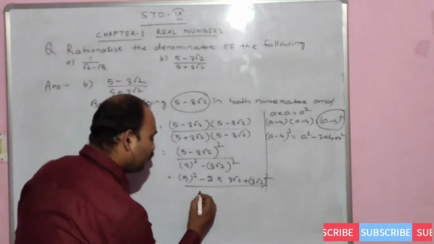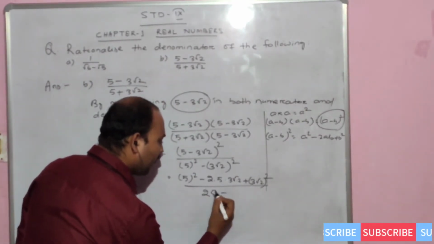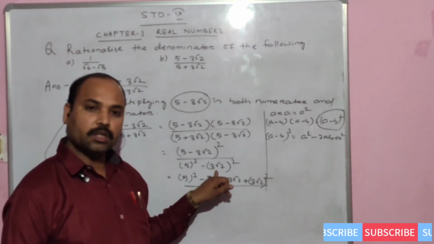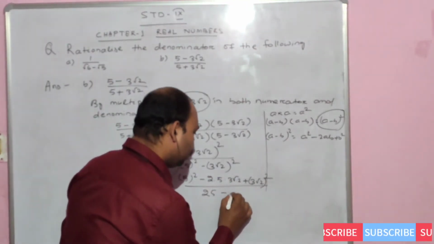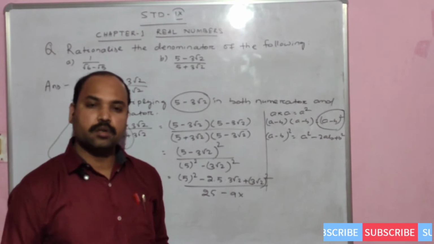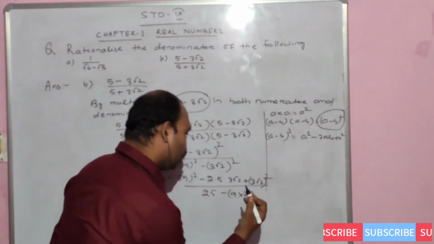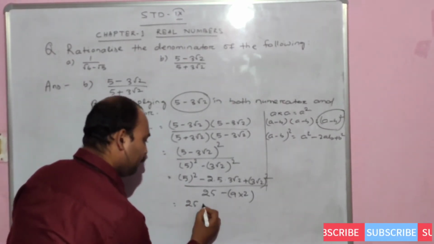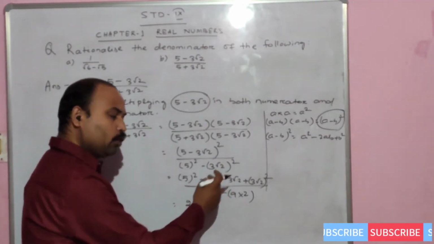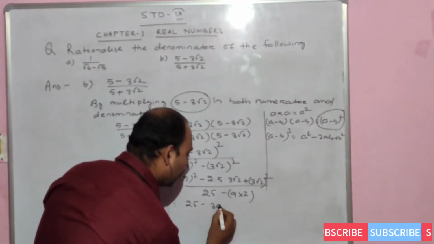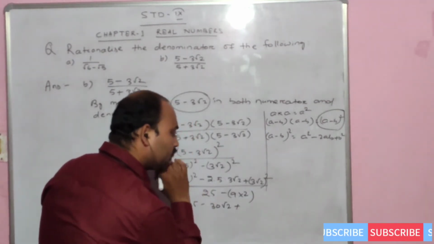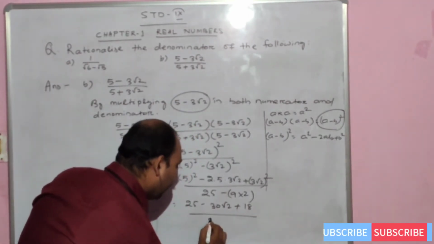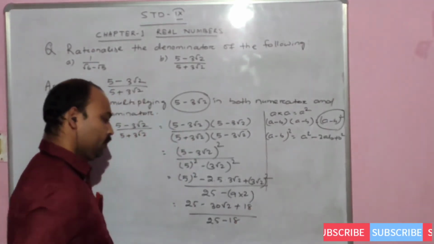Now 5 square equals how much? We know that it is 25. Minus, (3√2) whole square means 3 is the whole number, the 3 square how much? 9, into √2 into √2 how much? Not 2, so 9 into 2. Okay. So 5 square equals 25, minus 2 into 5 is 10, 10 into 3√2 equals 30√2. So 30√2 plus (3√2) whole square equals 9 into 2, 18. Upon 25 minus 18. Okay.